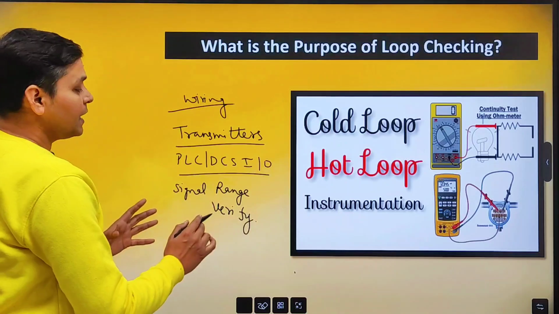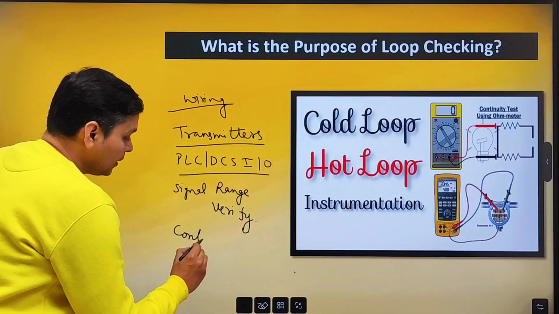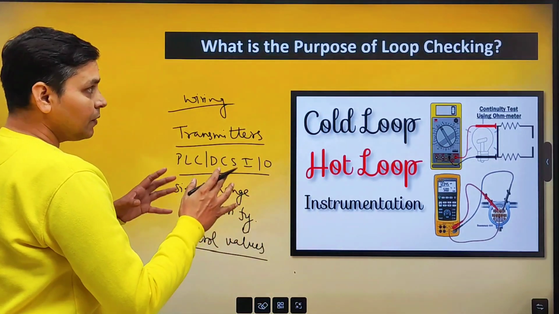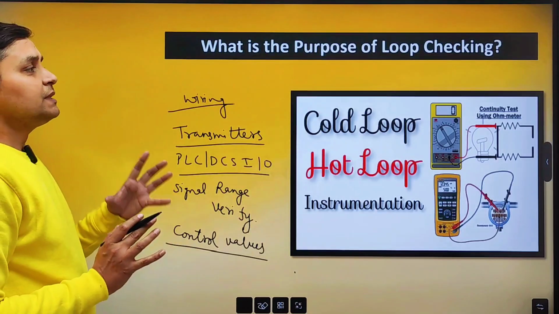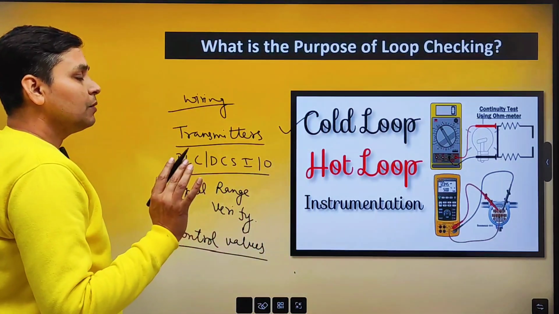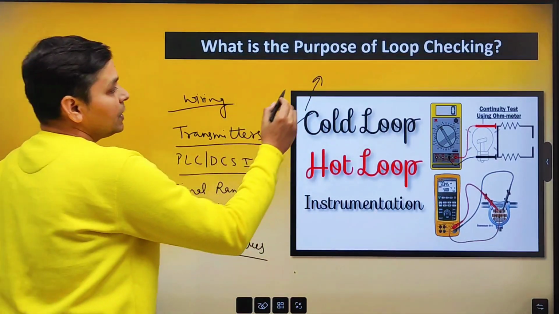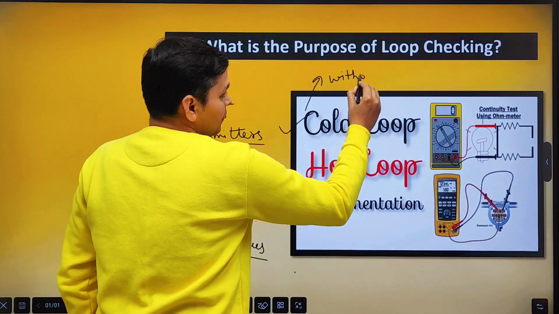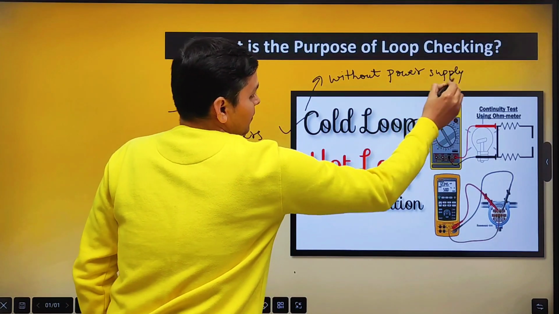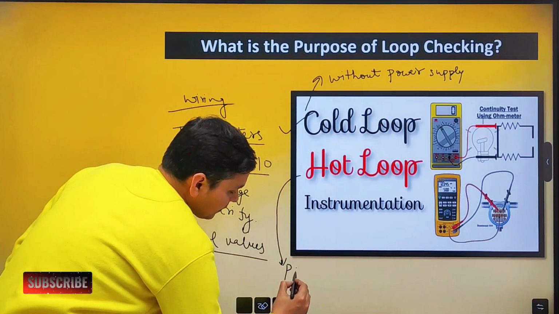In this step, we will check 4 to 20 milliampere signal is scaled properly or not, and control valves are properly connected and they are functioning correctly or not. Basically, loop checking is of two types. The first one is cold loop checking. In cold loop checking, we check the wires or we check the instruments without power supply. And in this step, loop checking is performed by giving the power supply.